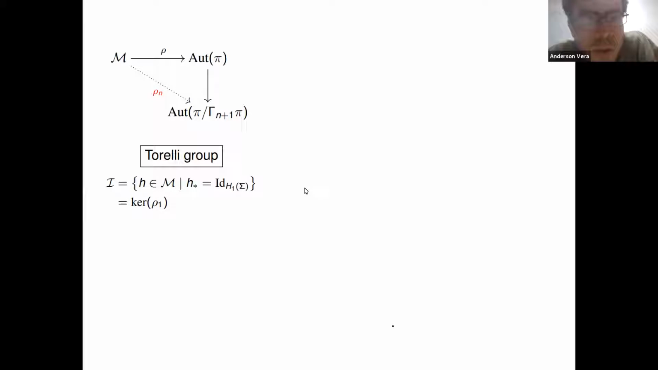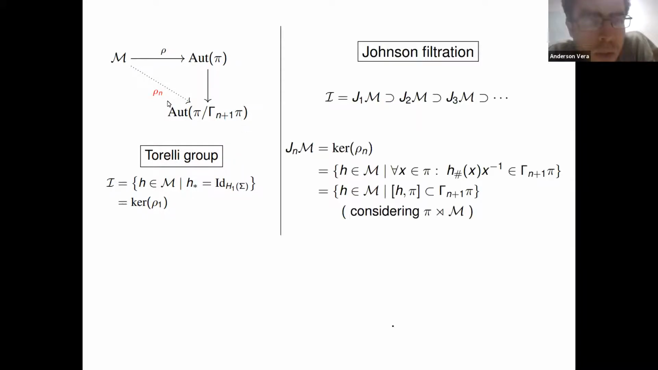But we can consider also the kernels of the other maps rho n, and we obtain a decreasing sequence of normal subgroups, starting with the Torelli group. This decreasing sequence is called the Johnson filtration. It was introduced by Johnson, and it was studied mainly by Morita. The n-th term in this filtration is the kernel of the map rho n. Explicitly, it is the elements which act trivially on this quotient. And if we consider the semi-direct product, this condition can also be written as a commutator condition.